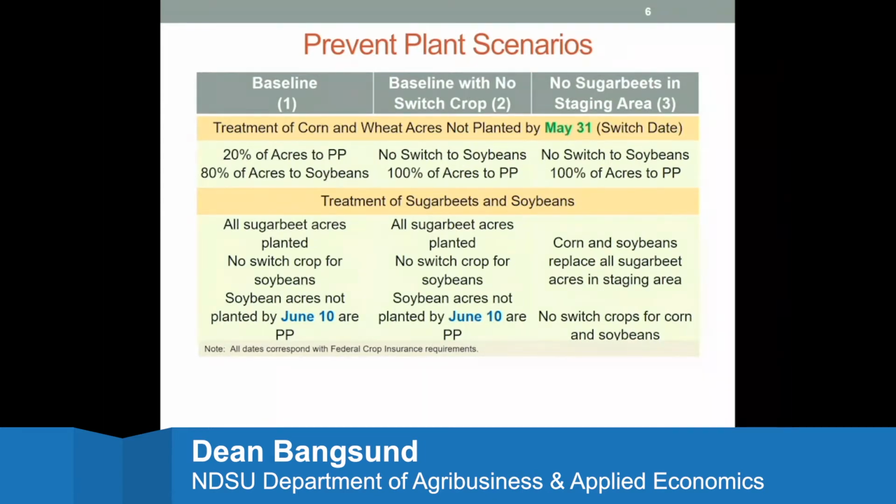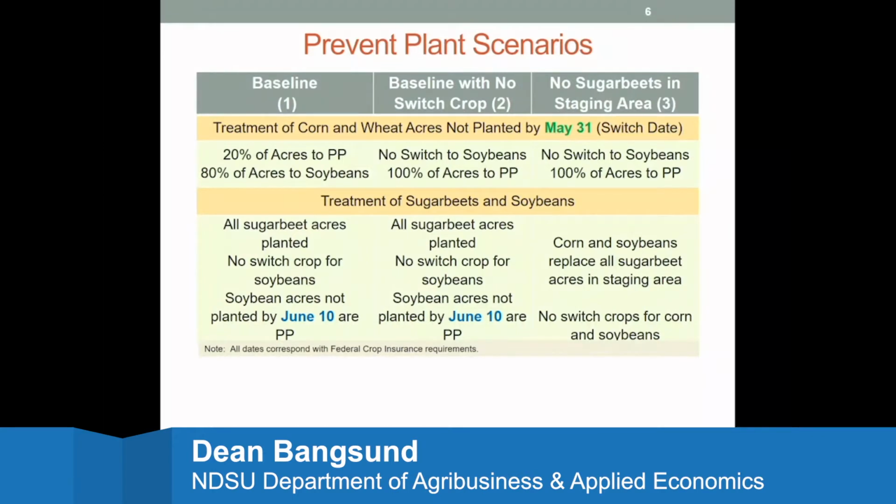The baseline is the treatment that you received last month, and that means that corn and wheat acres not planted by May 31st, that's our switch date, 20% of those acres would become PP and 80% would be switched to soybean. The reason for some of that being PP is we recognize not all lands are going to be available to plant at that switch date, and in some cases, some lands would not be suitable for planting to soybean. All the sugar beet acres get planted, so we're not dealing with that. There's no switch crop for soybeans. Soybean acres not planted by June 10 go to PP, and that's according to federal crop insurance guidelines.